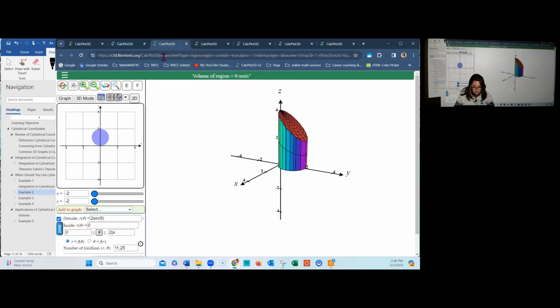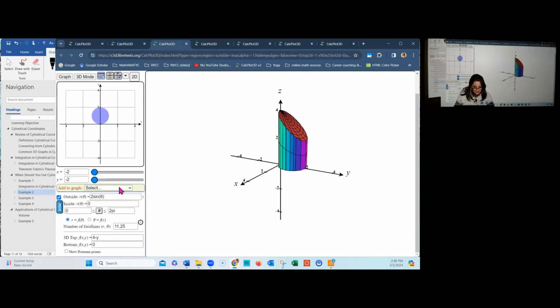When we restrict to a region by plotting, by selecting region, and then selecting polar coordinates on the inside, we know that the outer regions of our radius are given by the function 2 sine of theta. This does, however, touch the pole, so our inside radius is 0.